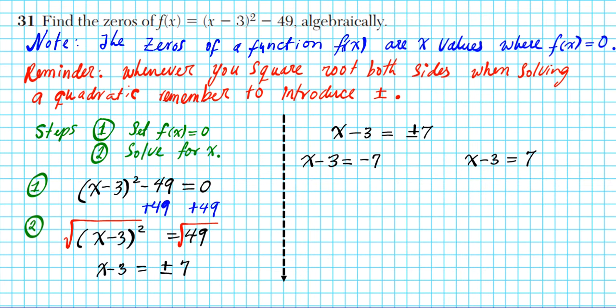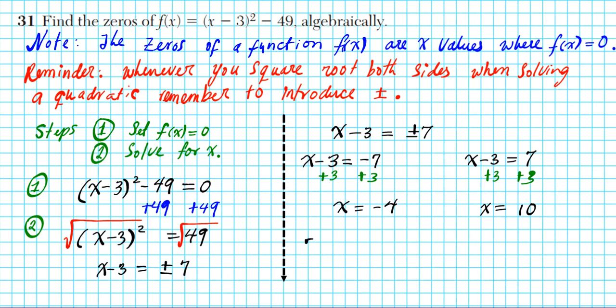To finish this off, we'll just add 3 to both sides of the left equation. And I have x equals, signs are different, subtract and take the sign of the bigger. And then over here, add 3 to get x isolated. And we have x equals 7 plus 3, which is 10.